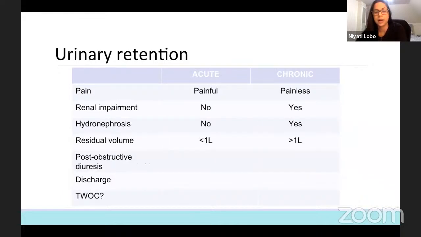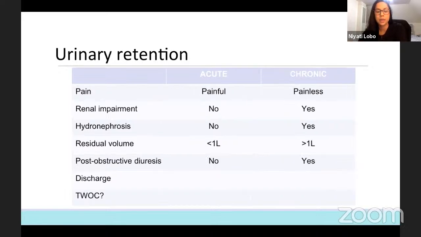The other feature you can look at is the residual volume. The residual volume means the volume of urine that drains after catheterization, or on a bladder scan. So you place a catheter, and that immediate volume of urine that is drained is your residual volume. In general, this is a rough rule, patients with acute retention usually have less than 1 litre, so 400, 500, 600, and they're in pain. People with chronic retention often have more than 1 litre in their bladders.